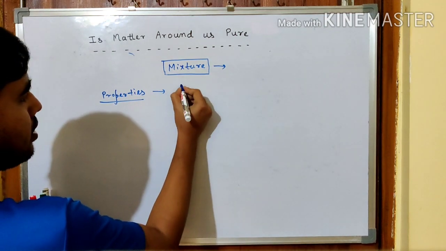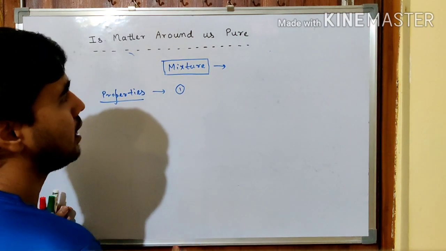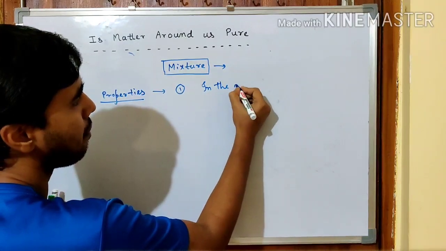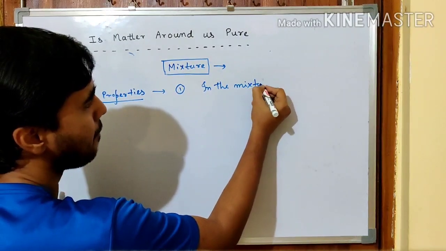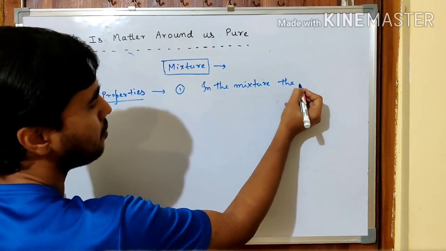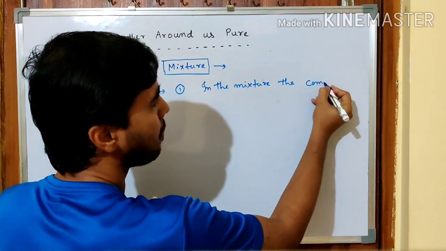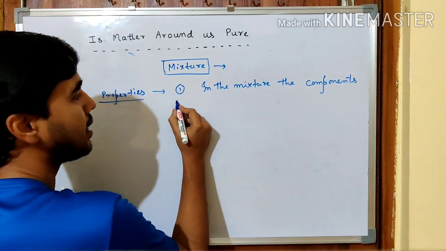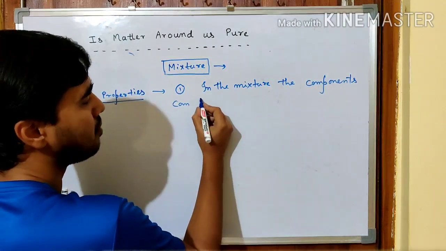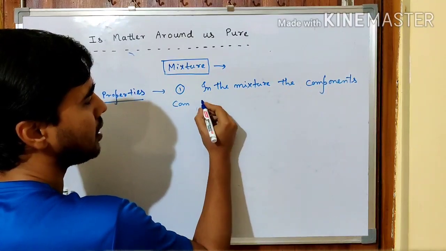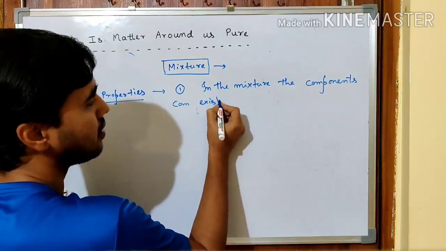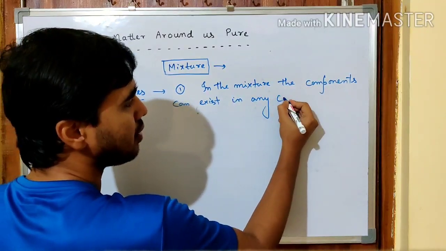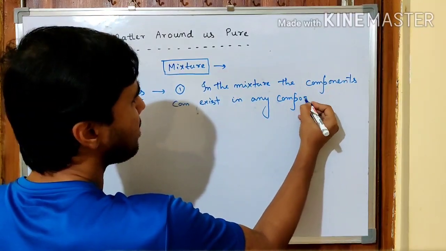Properties. The first property is that in the mixture, the components can exist in any composition. Any.